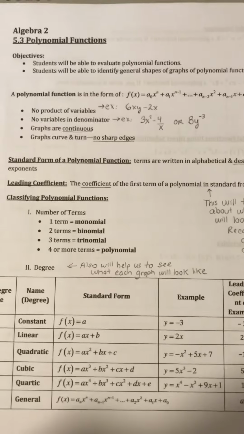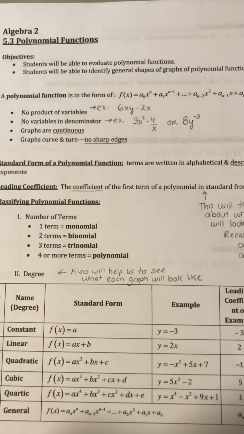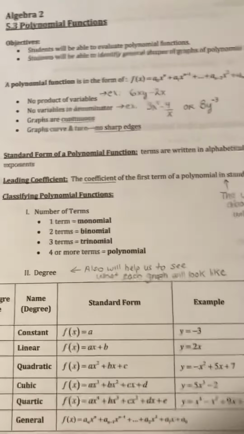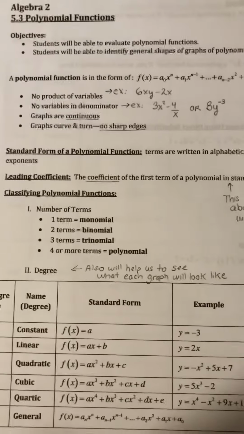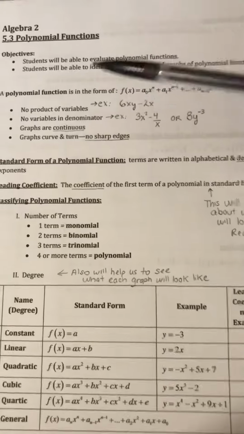So right now we're going to take a look at section 5.3, which is polynomial functions. And a lot of this is a little bit of a review, what we did in Algebra 1, and we've been talking about these vocab words again throughout the year, but just to refresh our memory. And one new thing, polynomial function.